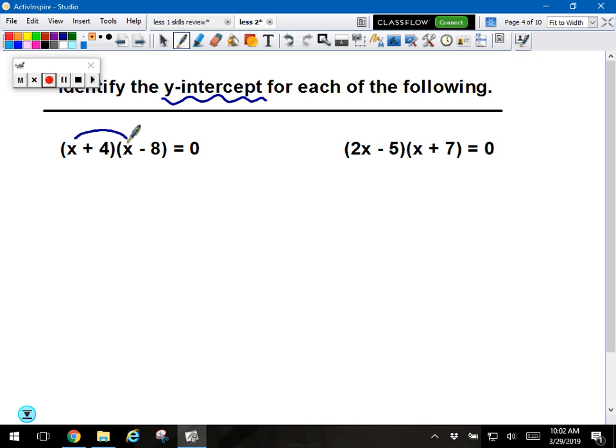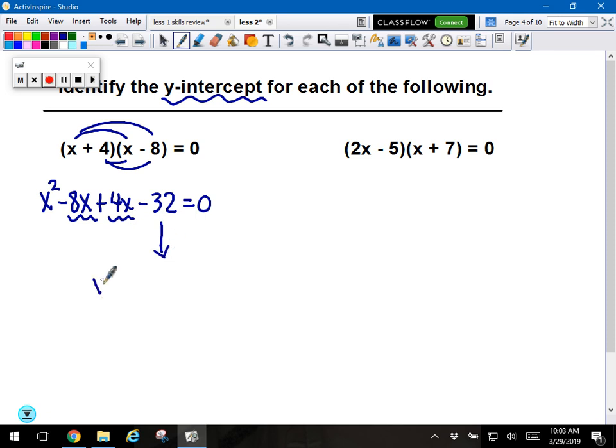So the first thing I'm going to do is distribute the x to both terms, and I'm going to get the x squared minus 8x. And then I'm going to go distribute the 4. So I'm going to get the 4x minus 32 equals 0. Of course, you can go ahead and combine your like terms right here, but that really doesn't matter because we have the one piece of information we need.